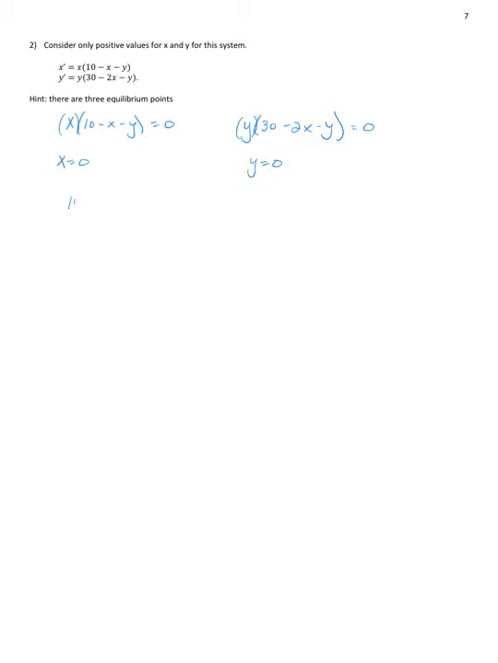All right, and then I have 10 minus x minus y equals 0, and 30 minus 2x minus y equals 0. So I'm going to take this x equals 0 that I got from equation 1 and plug it into equation 2, and I get 30 minus y equals 0, so y equals 30. So that gives me 0, 30 is an equilibrium point. When x is 0 and y is 30, we have an equilibrium point.